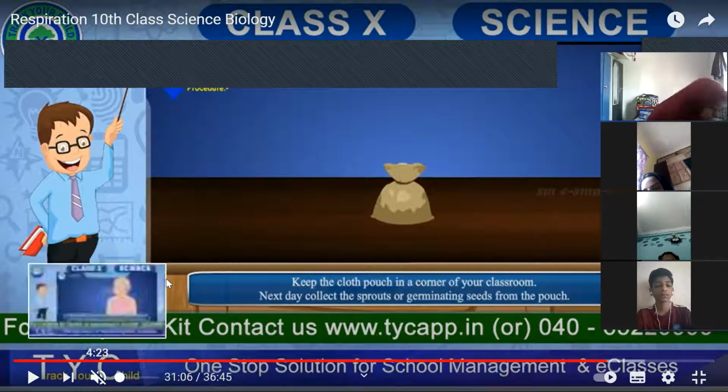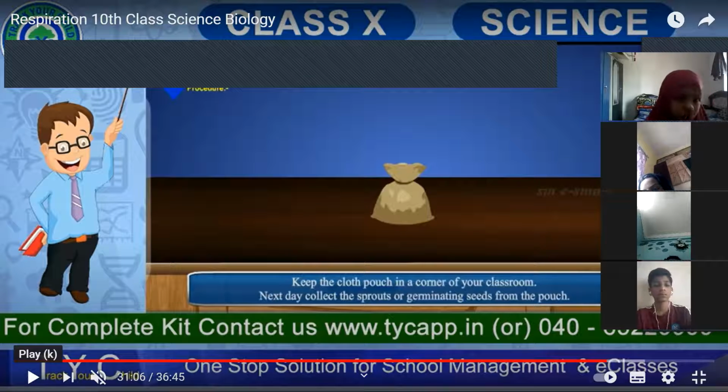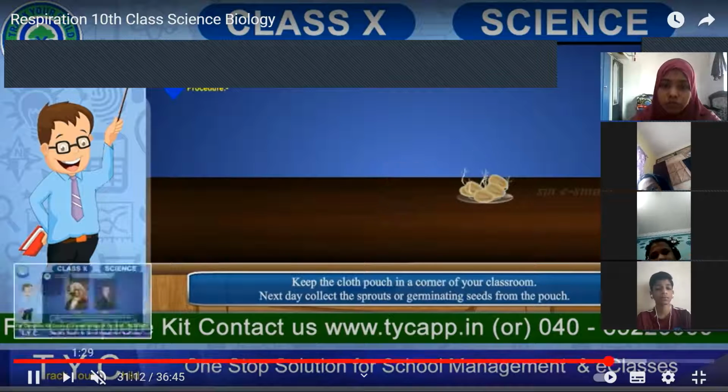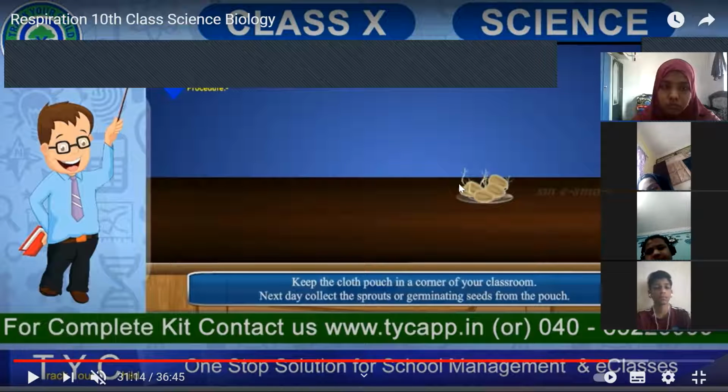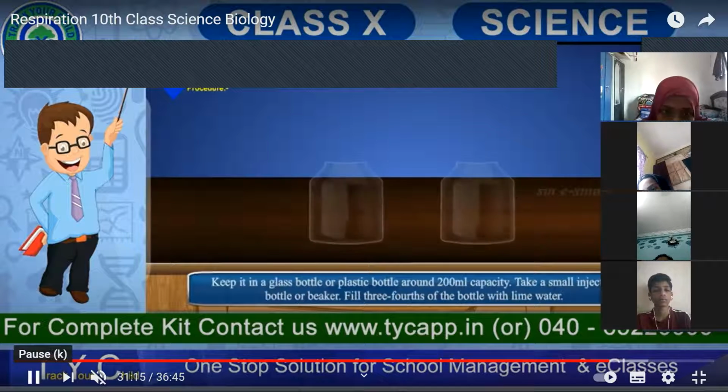So now keep the cloth pouch in a corner of your classroom. Now, because you don't have classes, you can observe it at your home. And next day you collect the germinating seeds from this pouch. So what do you observe? You can see how these seeds have these tree-like structures that are growing, you can see here. So that shows that the seeds have started germinating.